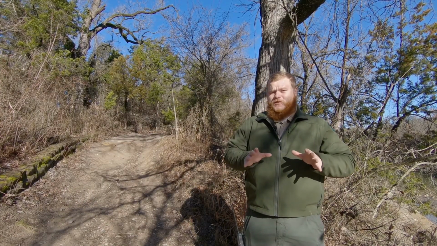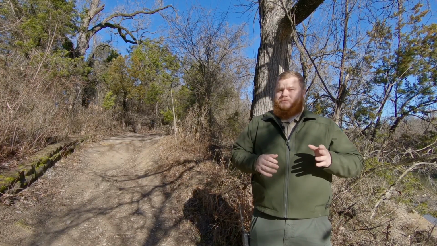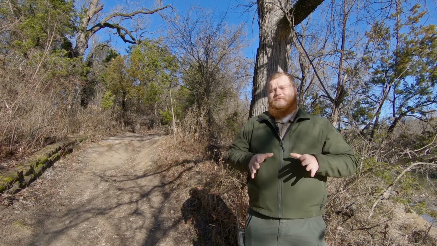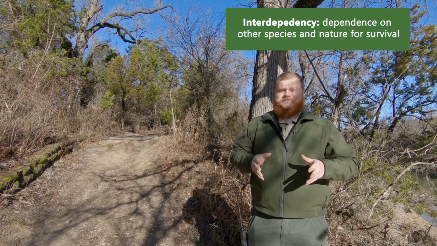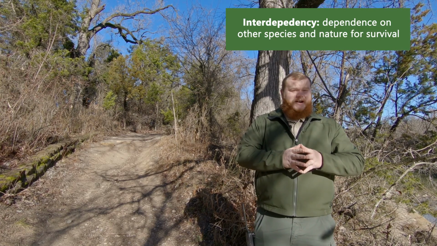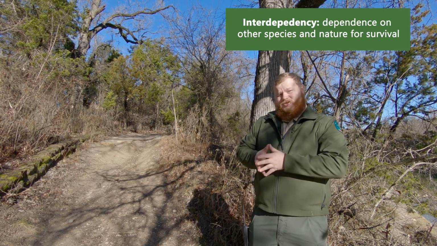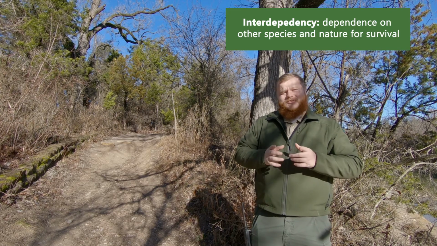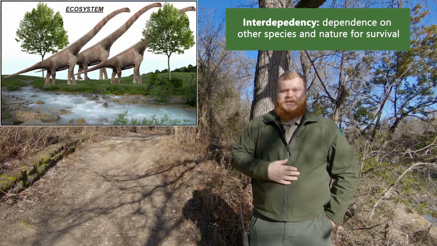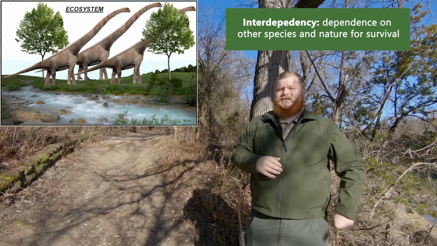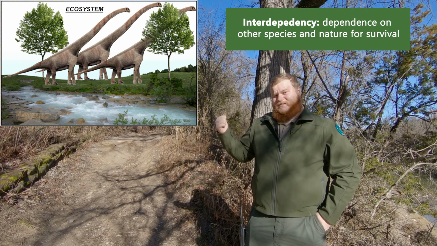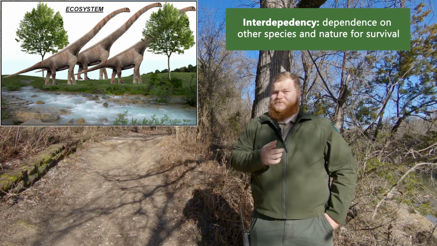Once we have our fully functional ecosystem with the biotic and abiotic components interacting with each other, we now have what we call interdependency. Interdependency is that dependence not only on other species, but nature in order to survive. So let's take a look back at our ecosystem with our sauropodine dinosaurs here. I want you to take 10 seconds and work to find 3 examples of interdependency in this ecosystem here. Are you ready? Go.